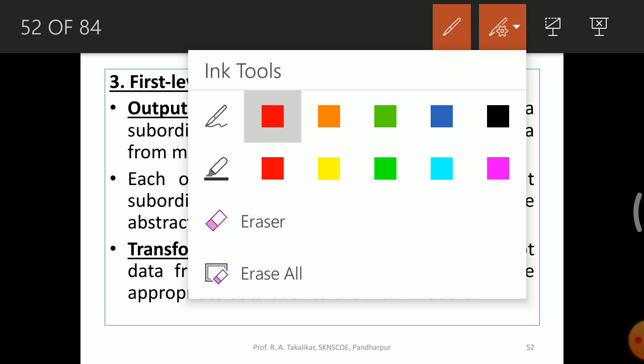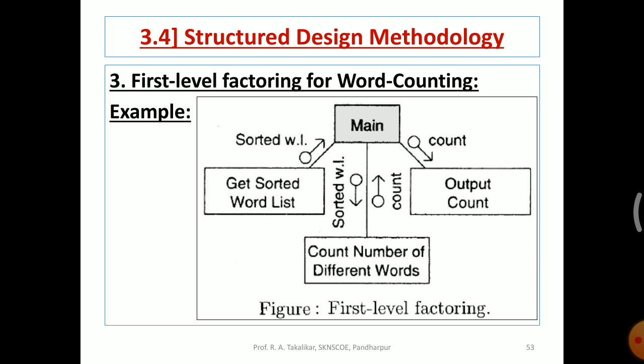Let us see with an example how the first level factoring can be applied and can be drawn for the word counting problem. We have seen the word counting problem, and with that DFD, now we have to find the main module, the input module, the output module, and the transform module. We have seen in the structure chart diagram which notations can be used. By using that, similarly we have to draw the diagram for first level factoring.